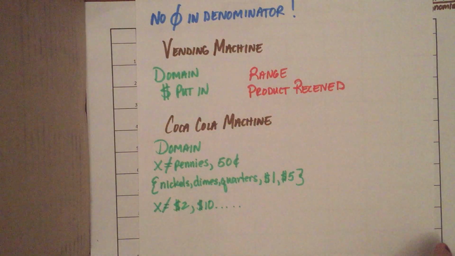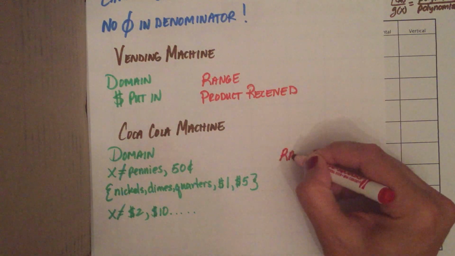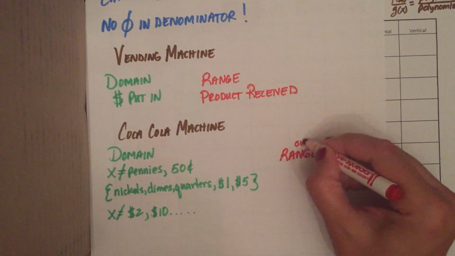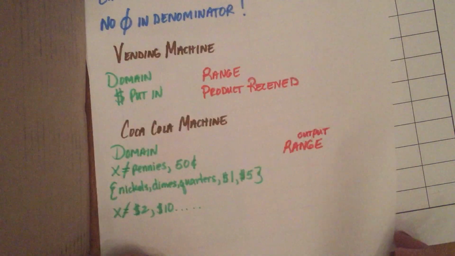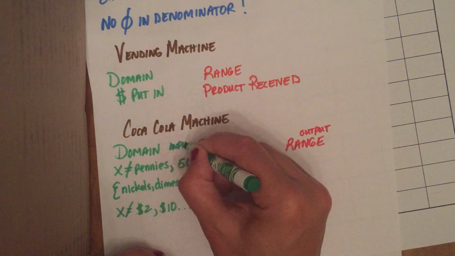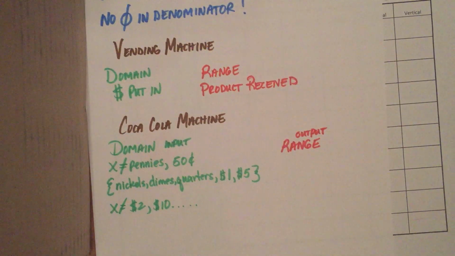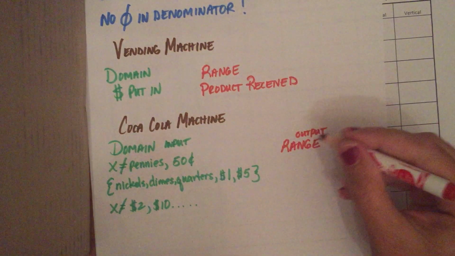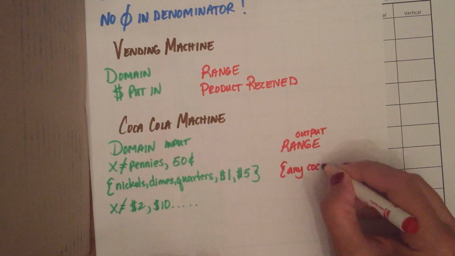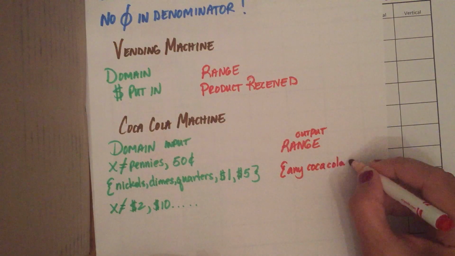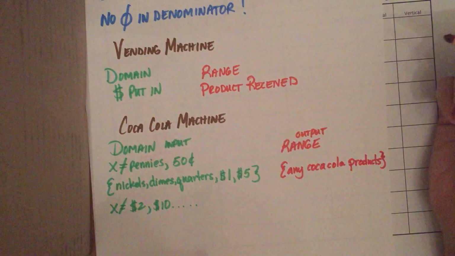So now let's look at the range. The domain is all this money. The range is going to be your output. And so we'll go back next to domain and put input, because that's your input. So you've got your input and you've got your output. So let's look at the output. The range, which is the output, is going to be, for this one, basically any Coca-Cola products that are in the machine.